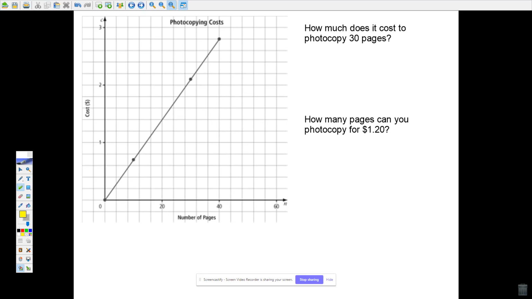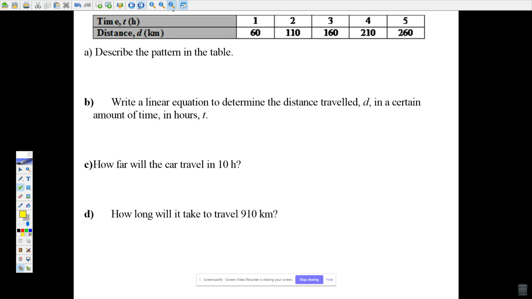Moving along here, we've got a table with the cost associated with photocopying. So I need you to answer these 2 questions. How much does it cost to photocopy 30 pages? And how many pages can you photocopy for $1.20? Please try now. The answer is $2 to photocopy 30 pages, and you are able to photocopy 17 pages approximately for $1.20.